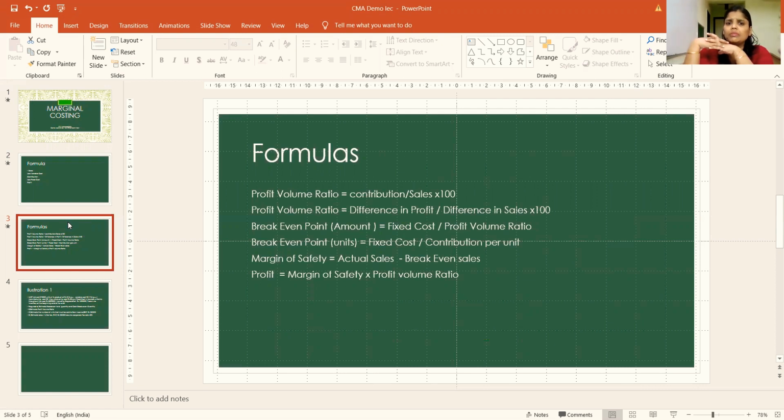And margin of safety will be actual sales less break-even sales. Profit is equal to margin of safety into PVR. Now, what is margin of safety? Up till break-even sales, you are making sales to cover your cost. Break-even sales is equal to total cost. At break-even sales, the sales is sufficient to cover your variable cost and your fixed cost. So if you want to make profit, you have to sell over break-even. So that is margin of safety, actual sales less break-even sales.